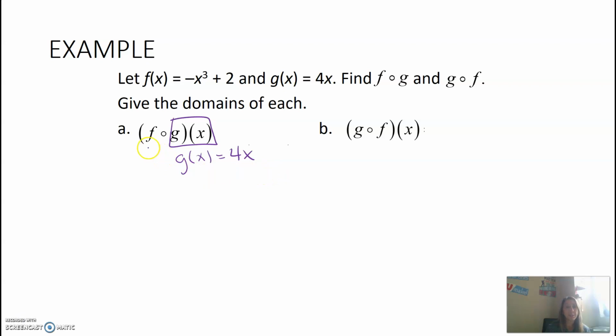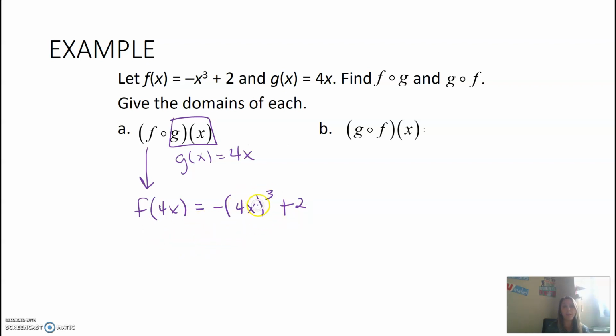I rewrote it so you could read it. We're going to take that output and make that our new input. So I'm going to plug it into f. So 4x goes in here. That's what g of x equals. And everywhere I see an x, I'm going to replace it with that 4x, plus 2. So then I'm going to figure this out.